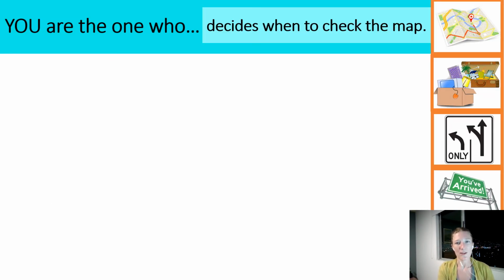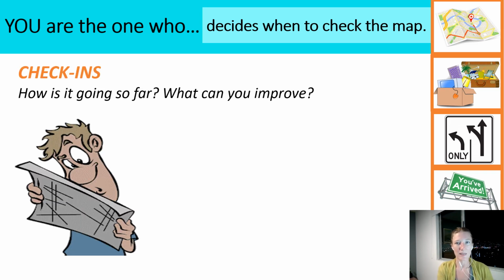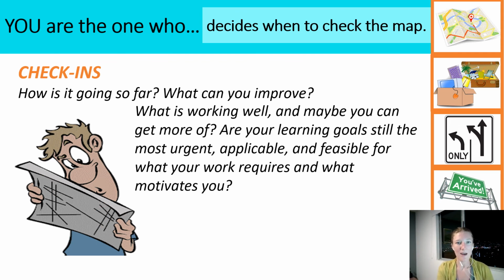Remember that you are the one who decides when to check the map in self-directed learning. You're the one to ask yourself, how is it going so far? What can you improve? What's working well? What can you get more of? Are your learning goals still the most urgent, applicable, and feasible for what your work requires and what motivates you? If tomorrow everything becomes in-person trainings, I might stop learning about making videos because that is no longer the most urgent, most applicable, and most feasible for what my work requires.